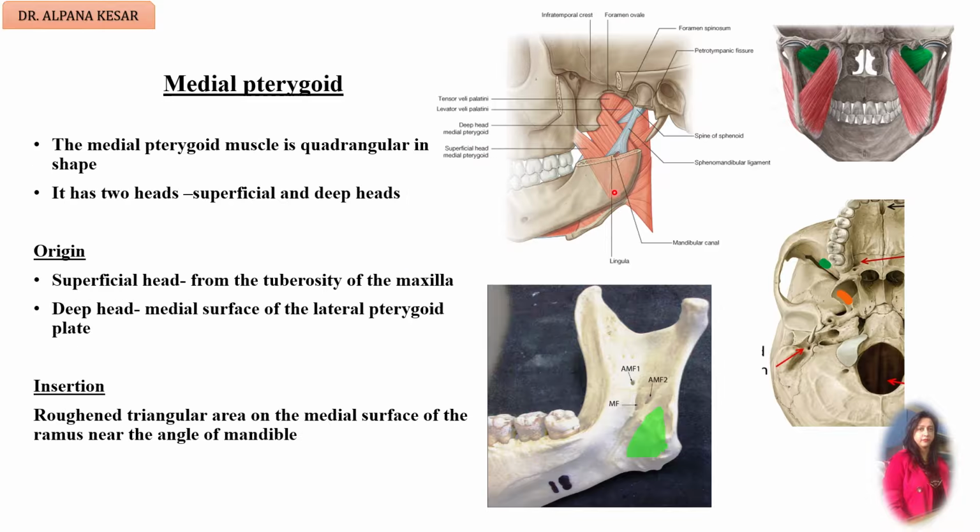Medial pterygoid is a quadrangular shaped muscle. It has two heads, superficial and deep. Superficial takes origin from the tuberosity of maxilla. Deep takes origin from the medial surface of the lateral pterygoid plate. Insertion of the muscle is into a rough triangular area on the medial surface of the ramus of the mandible, close to its angle.